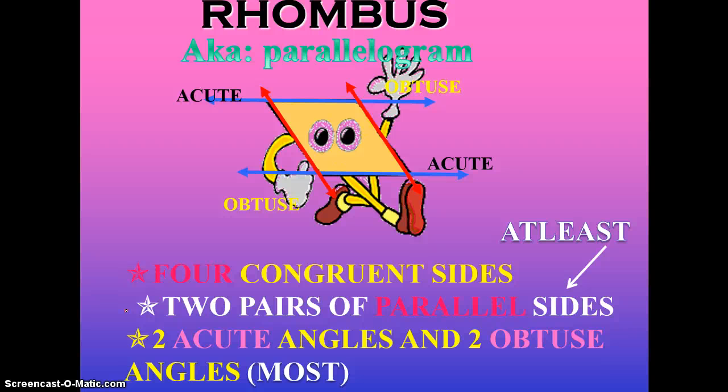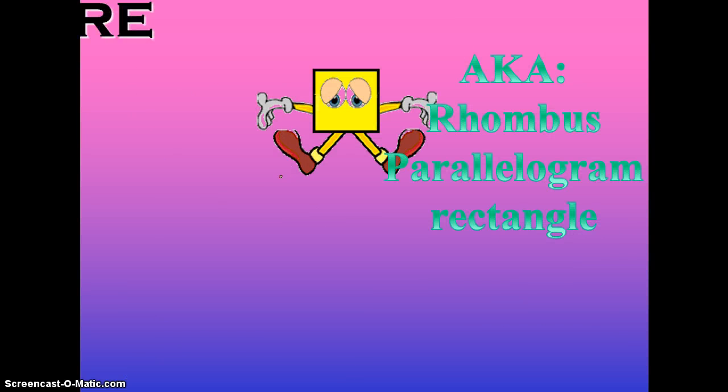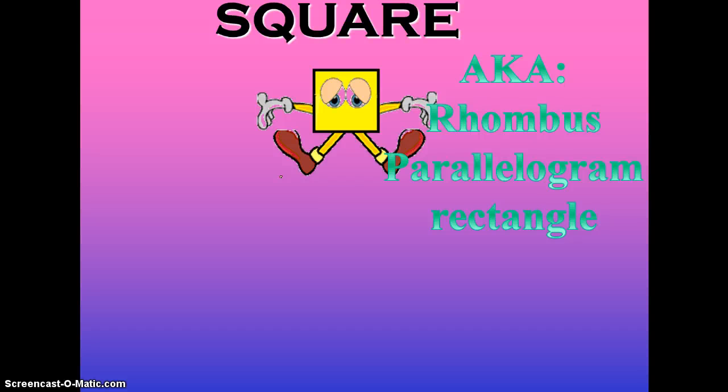And again, the traditional rhombus that we see here does include two acute angles that are opposite each other and congruent, and two obtuse angles that are opposite each other and also congruent. Next, we're going to talk about our square.